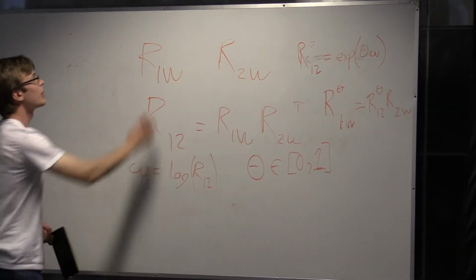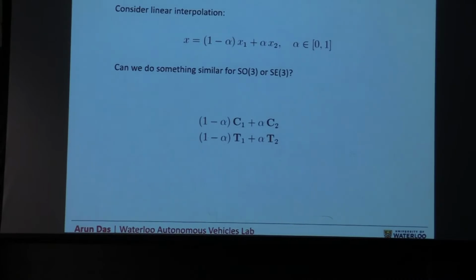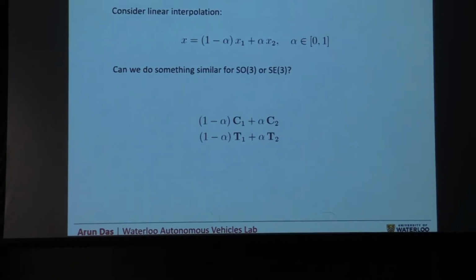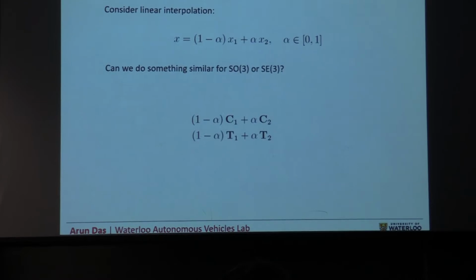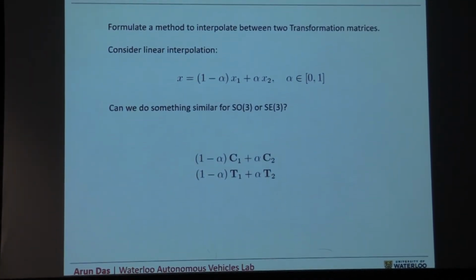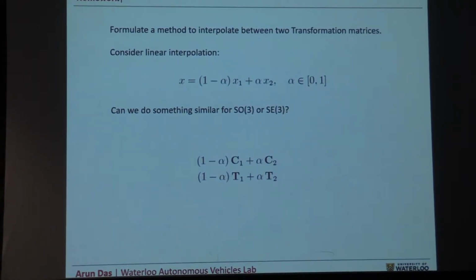So, going along with what Ben wrote down, let's start off with, when we consider linear interpolation, right? The first equation is how we would normally write linear interpolation. So if you have 1 minus alpha times x1, and then alpha times x2, and if you look at the extremes, if alpha is 0, then you end up with x1, and if alpha is 1, you end up with x2, right?